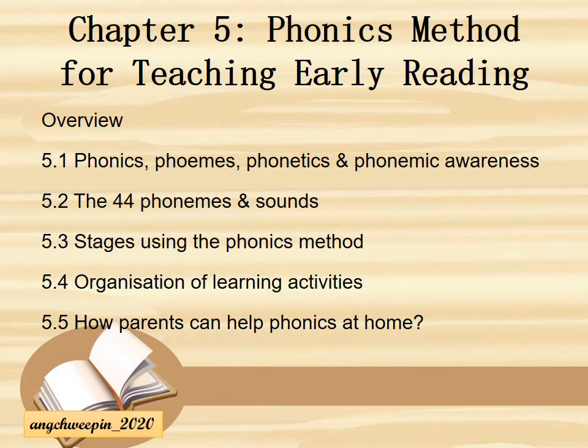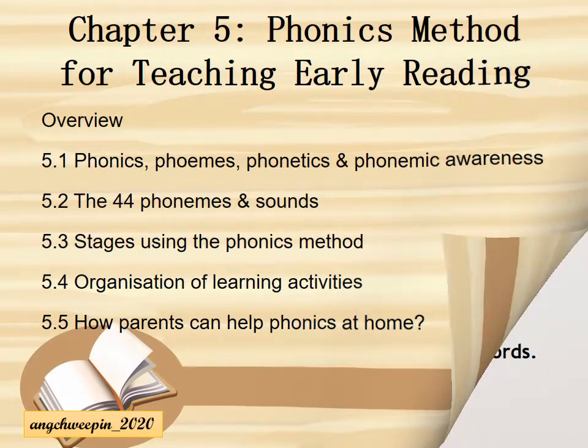Hello everyone. We are now at Chapter 5, Phonics Method for Teaching Early Reading. This chapter examines the use of the phonics method in teaching reading among preschoolers. The learning outcomes objectives include explain the phonics method, discuss the 44 phonemes and sounds, describe the stages of the phonics method, and explain the 19 milestones of the phonics method. And the overview is what you can read from the screen.